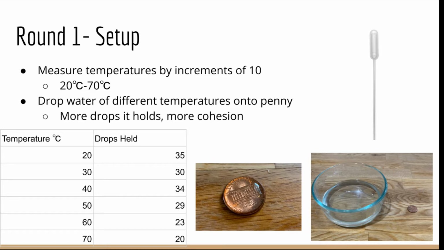I did this using a steel temperature probe and graphical analysis. And then once the water was heated up to the temperature I wanted, I used a plastic micropipette and filled it up and then dropped it onto a penny and counted how many water droplets the penny could hold, with the idea that the more drops it held, the more cohesion it had. And as we can see in the data table in the bottom left, generally, as temperature went up, the drops went down, but there was a weird trend, which is easier to see in the graph on the next slide.